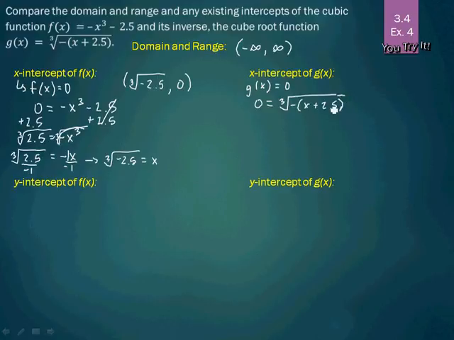Okay, so we can't get to x unless we first get rid of this cube root. We can do that by using the opposite operation, which is raising it to the third power on each side. That cancels out our cube root, and it just leaves us with what's underneath, and 0 to the third is just 0. Now we have this negative in front, so we need to distribute the negative. So we get -x + 2.5 = 0.